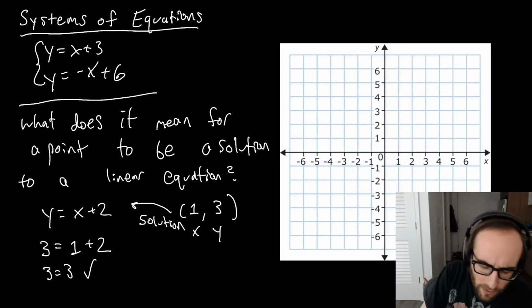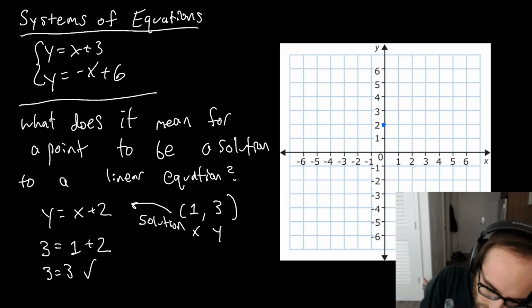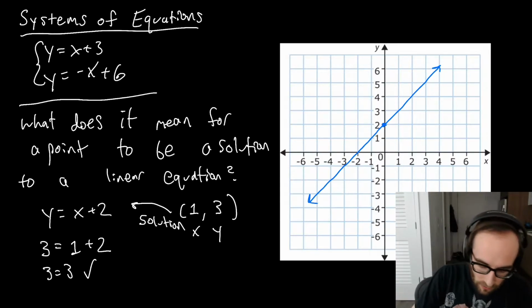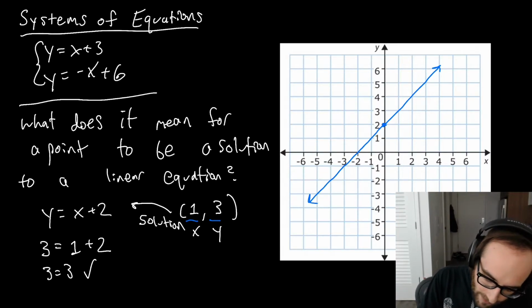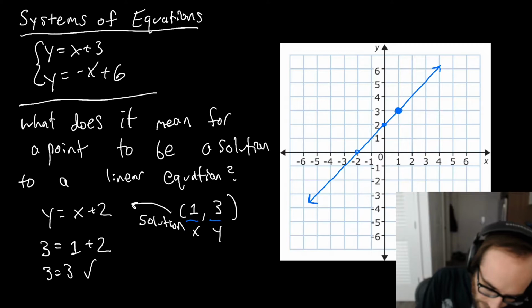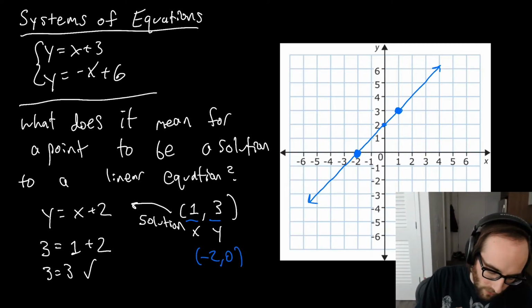So when looking at an equation, a point is a solution to a linear equation if it satisfies that equation. We can also think about this graphically. So if we have a graph of y equals x plus 2, which looks like this, any solution is going to be a point on this line. For example, (1, 3) is on this line. We could look at any other point on this line, (negative 2, 0), and that's another solution to our equation.